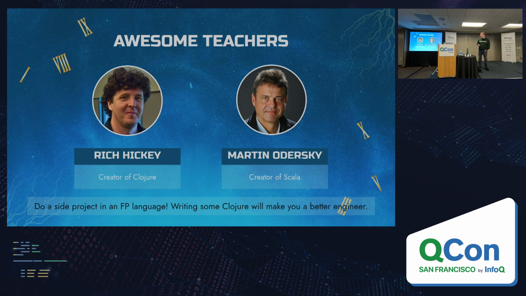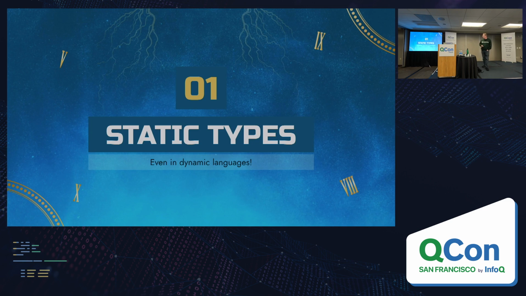I also highly recommend, if you can find a way to buy yourself some time, to do a side project in a functional programming language. The time that I spent writing Clojure, I think, was more formative for me and improved my skills as an engineer more than any other time throughout my whole career, even though I haven't written a line of Clojure code in quite some time now. Okay, so without further ado, I'll get into the individual topics.